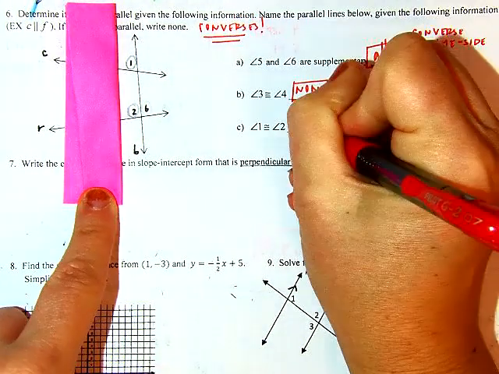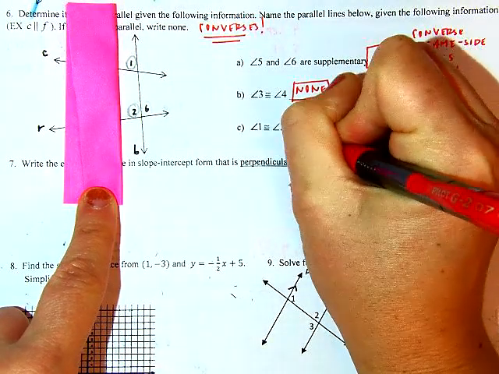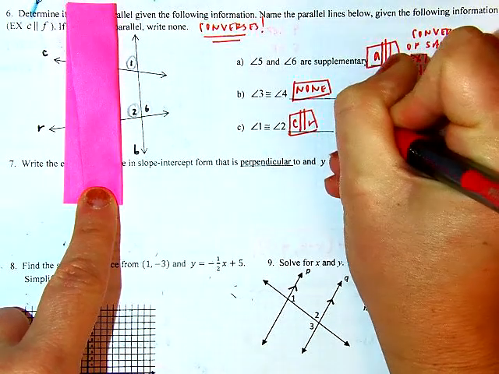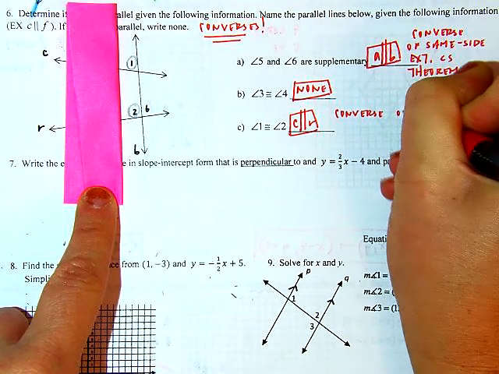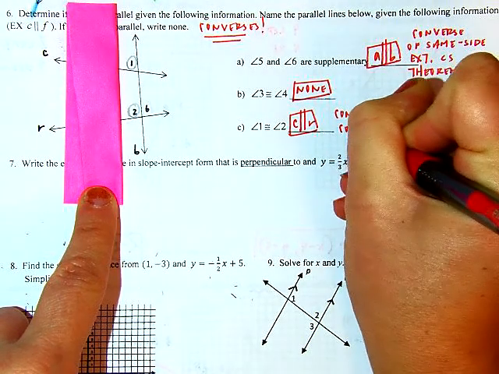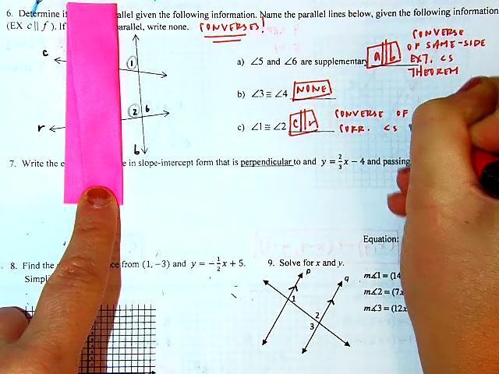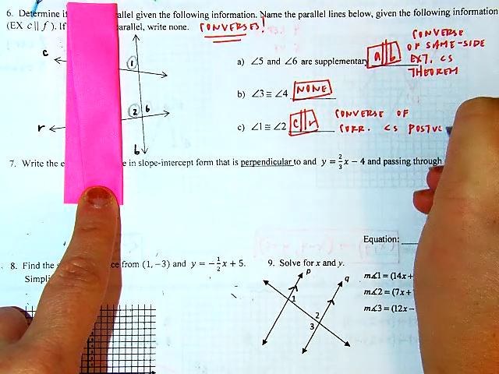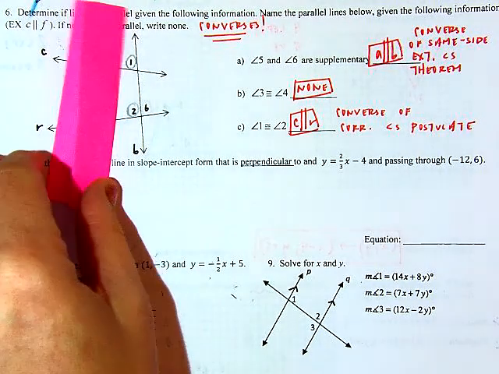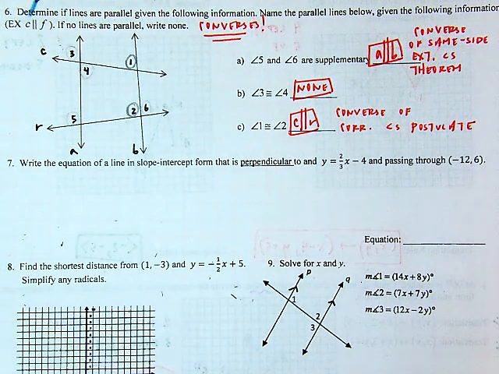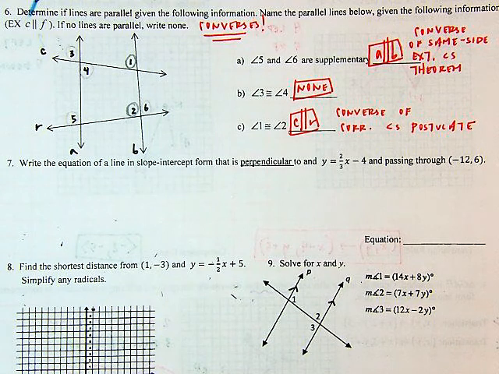So I can say that C and R do run parallel. And my reason would be the converse of the corresponding angles postulate. All right, so in problem 6, I just want to stress that if we're trying to build towards having parallel lines, then we know that that's citing a converse. We're starting with the angle relationship and we're building towards the parallels.